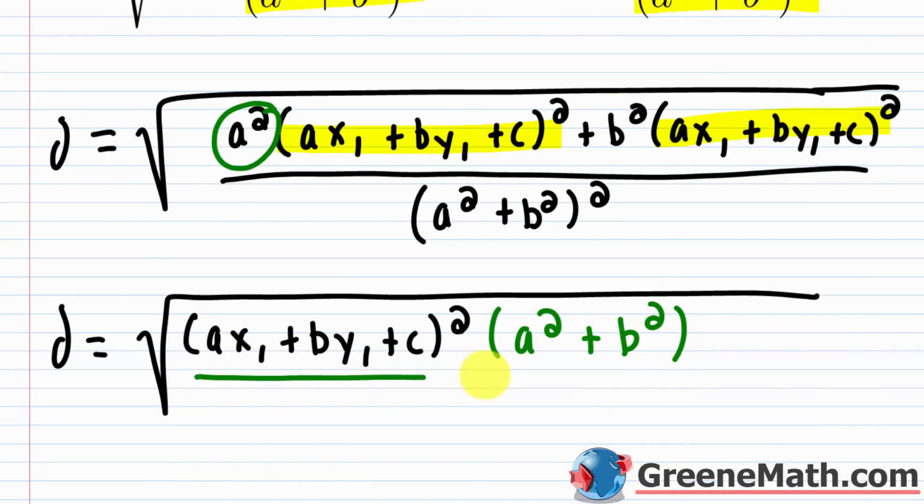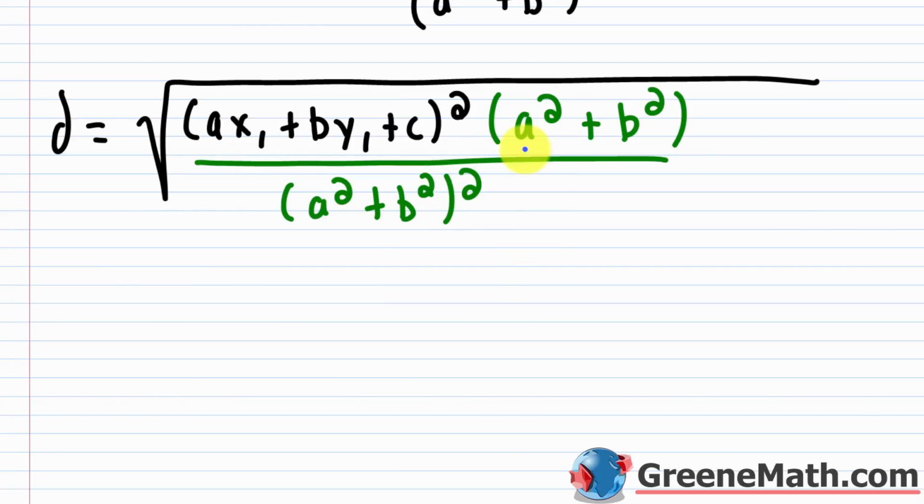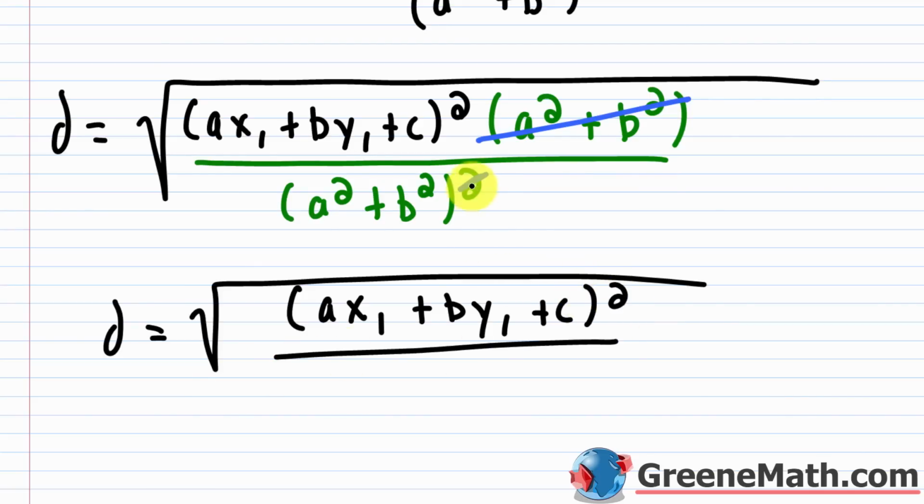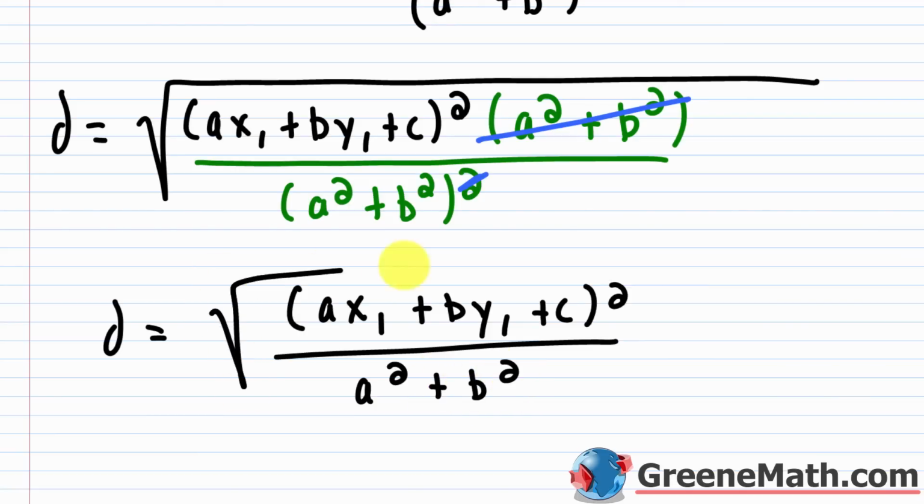And then this is over a squared plus b squared. I didn't put that in there, so squared, and then quantity squared. At this point, you'll notice that this would cancel with one of these. So that gives me d, or the distance, is equal to the square root of, now you have this ax sub 1 plus by sub 1 plus c, quantity squared, over, now you have one of these. So you can just write a squared plus b squared. Maybe this could be a little bit better, so let me do that like that.